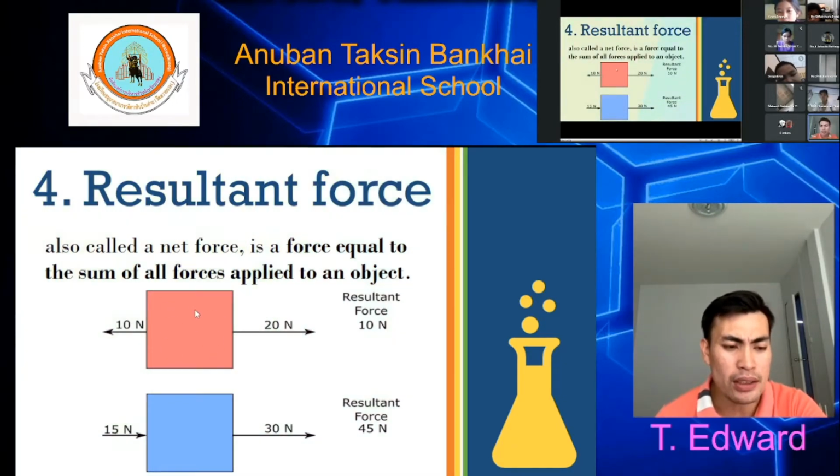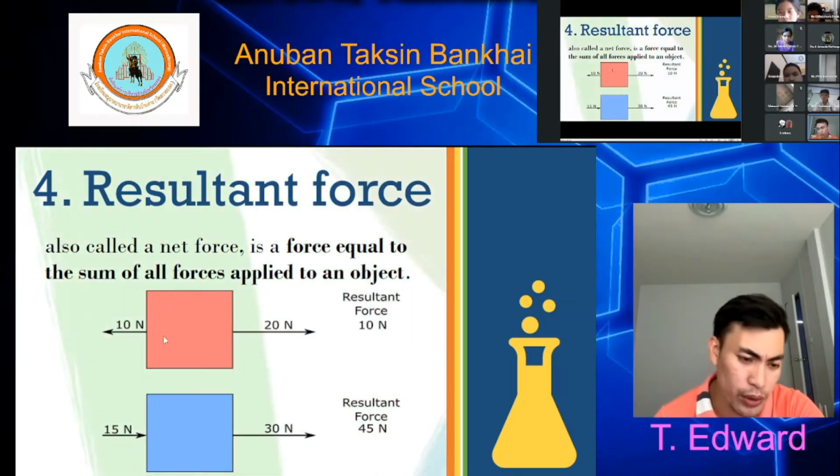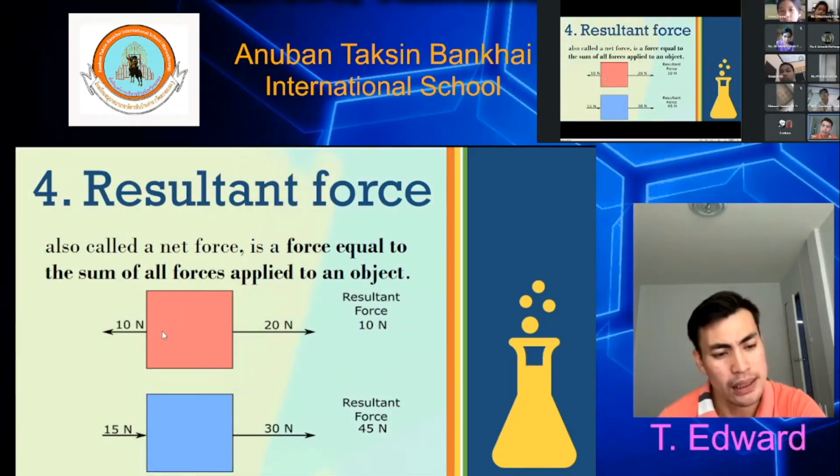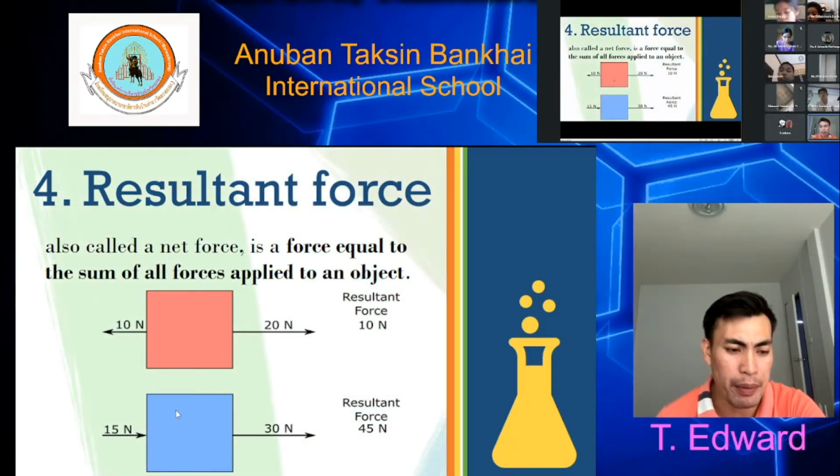How many boxes can you see? Two, right? The other one, I don't know what color this is. Maybe it's pink. Okay, we have a pink box and we have a blue box.